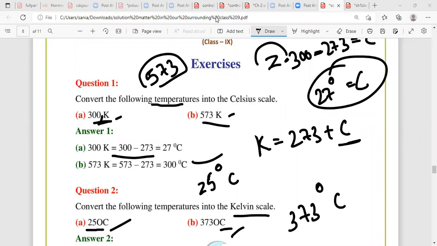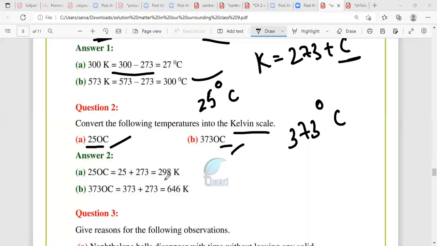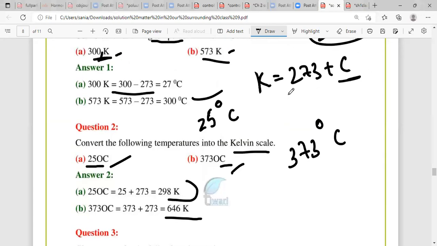Ma'am, 646. Adil, done or doing? Done. So what's the answer? 298. Okay. So yes, the answer is 298K and 646. Why? Because you only have to put the value of C and add it and you'll get the answer.